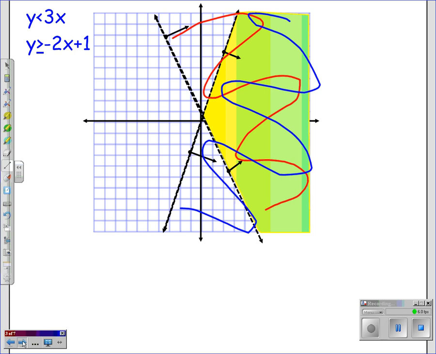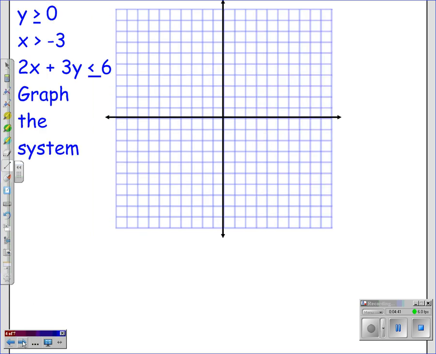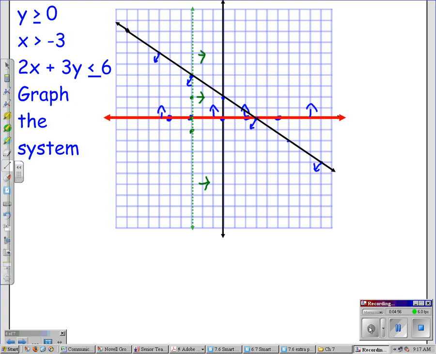Okay. Let's take a look at this one. 3 inequalities. Why don't you start graphing? Get your graphs down, get your little arrows down, talk to your partner about this. And then shade the section that you think should be shaded for these 3. Let's take a look at the 3 lines that we have graphed up here.